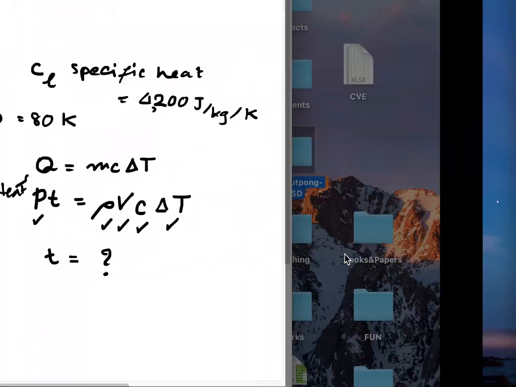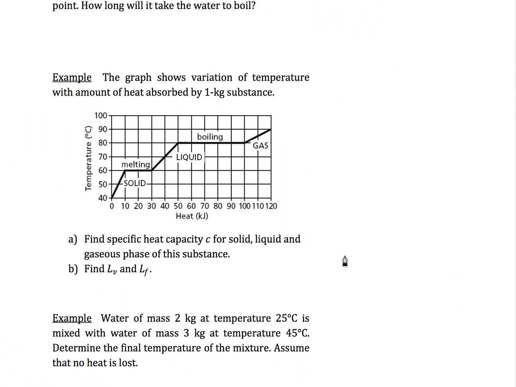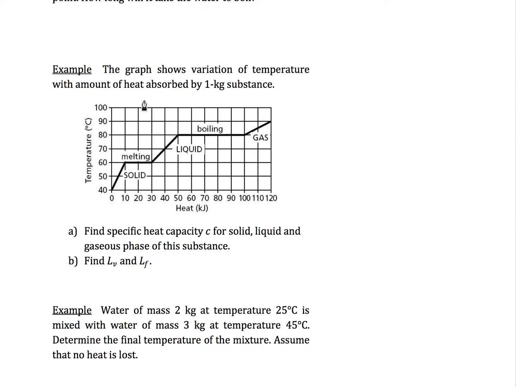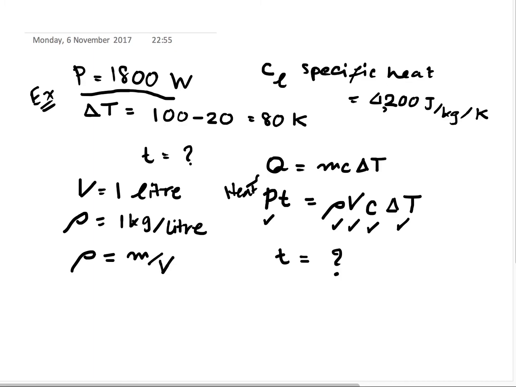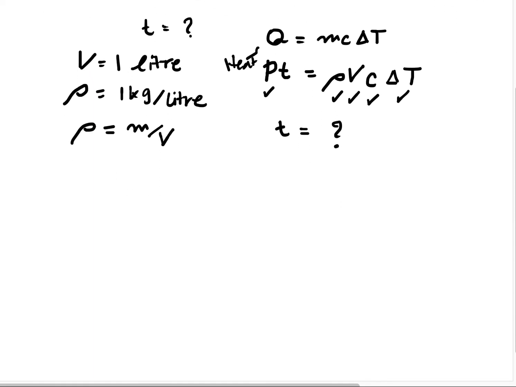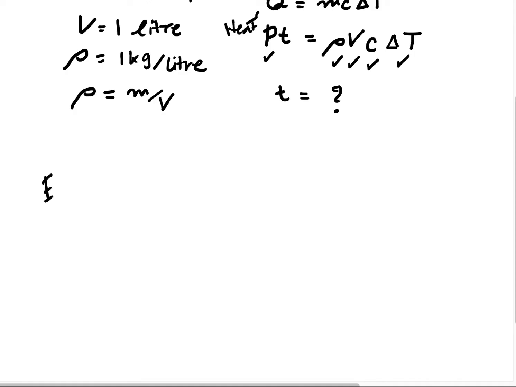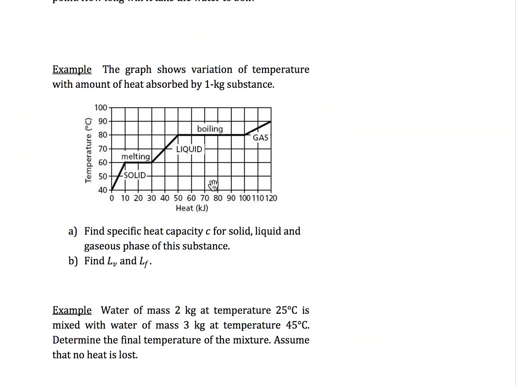Then we go to the next question. The graph shows the variation of the temperature with the amount of heat absorbed by 1 kilogram substance. So you just mark that in this example, number 2. Now we have the mass of 1 kilogram. And then if you look at this graph, you have the graph between the temperature and the heat.